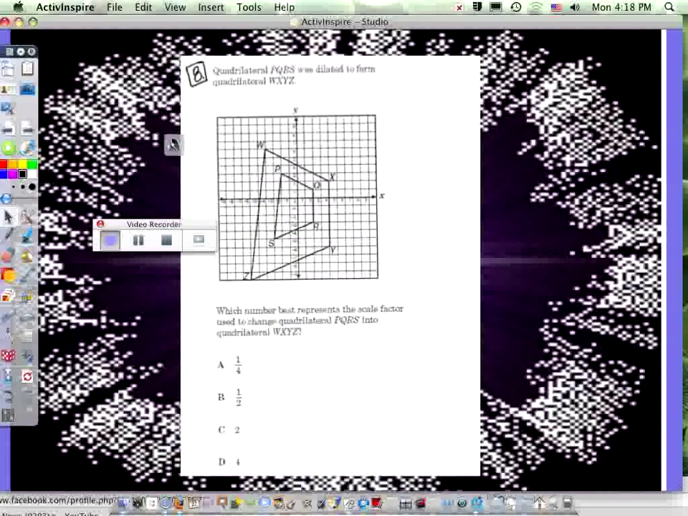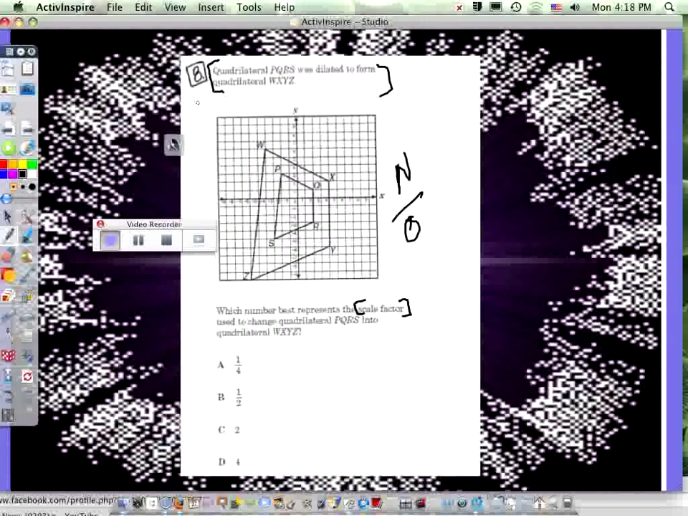Anyways, moving on to this. All right, this is your favorite problem to do. Guess what? It's scale factor. What do you know about scale factor? New over original. All right, you need to read. Yes. Unfortunately, it's something you have to do.